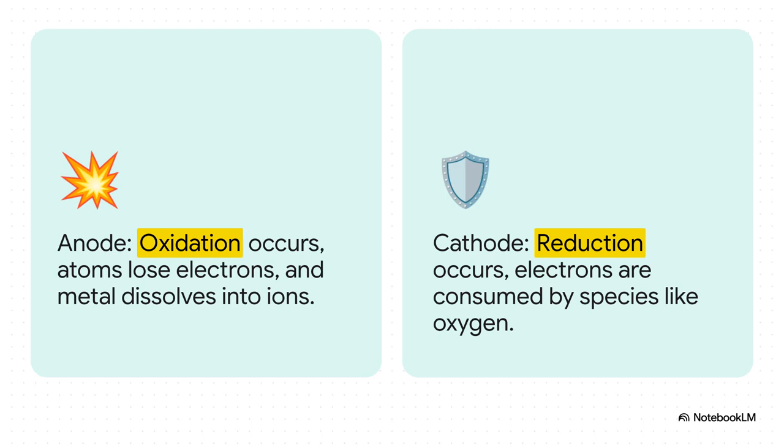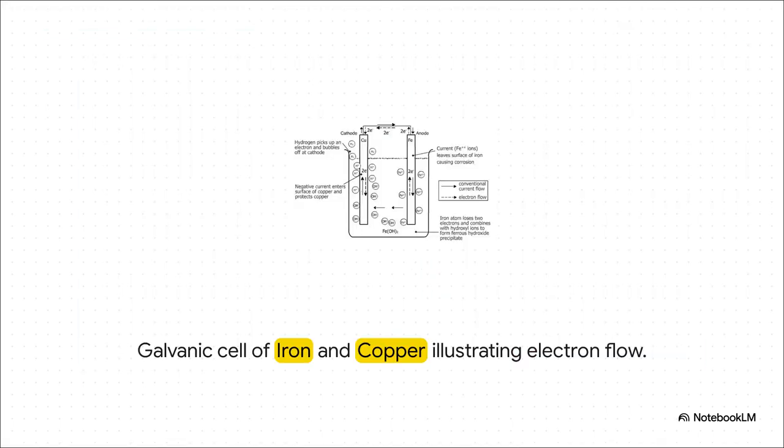But conversely, over at the cathode, we have the reduction reaction. The cathode itself doesn't actually dissolve. Instead, the electrons that were just released by the anode travel over to the cathode and get consumed there. In everyday water-based corrosion, those electrons are usually consumed by reacting with stuff in the electrolyte, like dissolved oxygen or hydrogen ions. Let's actually look at this dynamic in action.